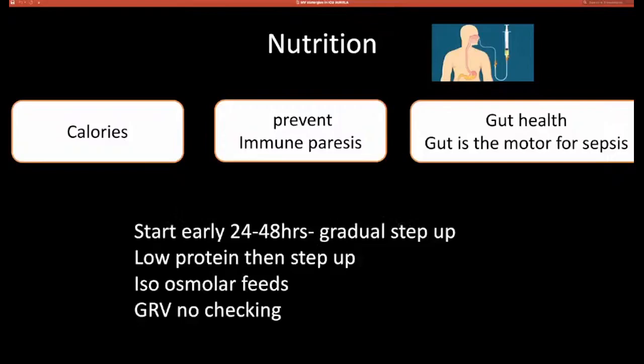Start early, gradual step up, low protein, then step up, isoosmolar feeds and GRV. We don't do any checking unless there is really an issue which warrants it, like raised tube suction or any abdominal distension. We generally don't check. Even if we do check, we do it with an ultrasound nowadays.